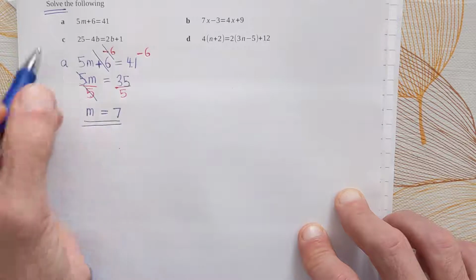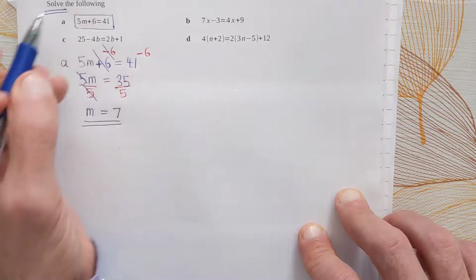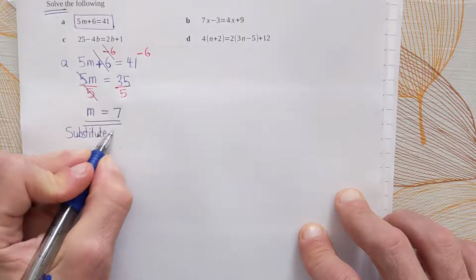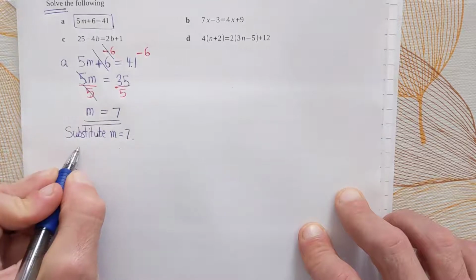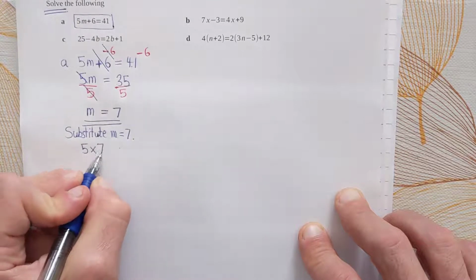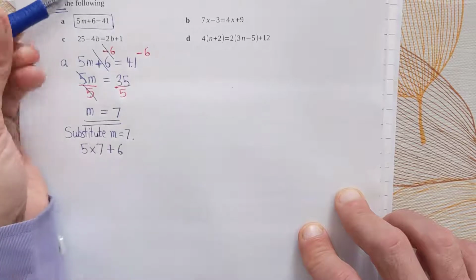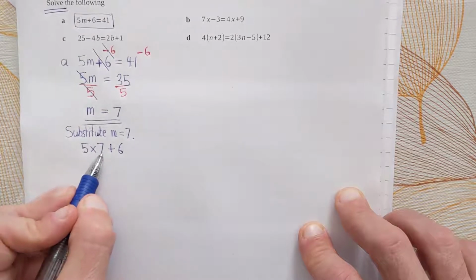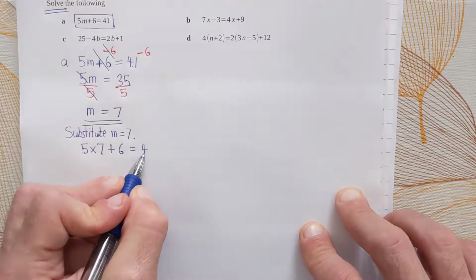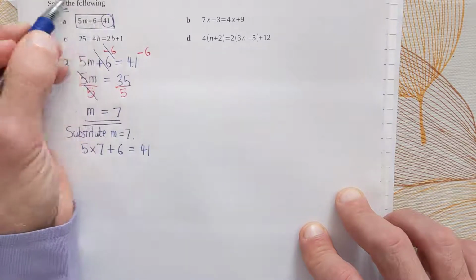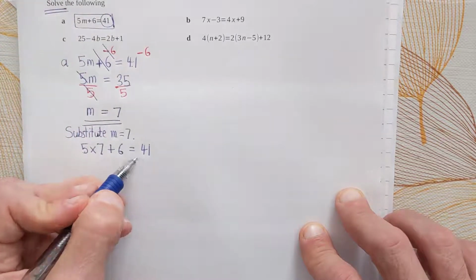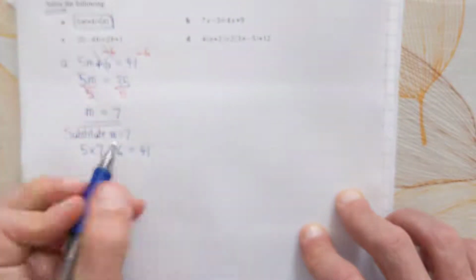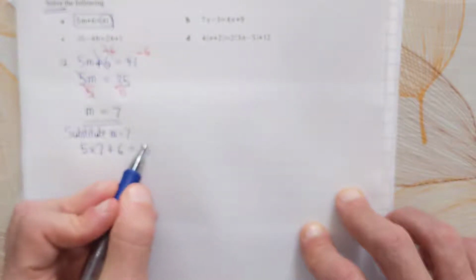How can you check if your answer is right? You go back to the equation and you substitute m = 7 into the equation. So we have 5 times 7 plus 6. 5 times 7 is 35. 35 plus 6 is 41, which is the same as the right hand side. So this is correct. And in the exam, do that. Once you get your solution, put it back into the equation and see whether you get the correct answer.